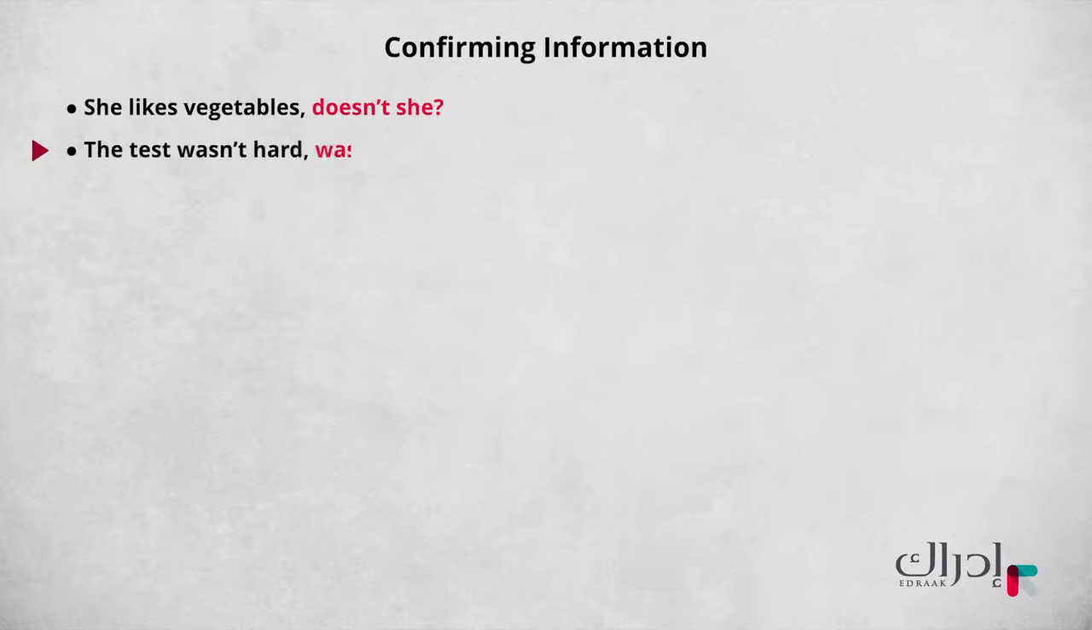Now let's have a look at these examples. She likes vegetables, doesn't she? The test wasn't hard, was it? In the first example, there's an affirmative sentence. She likes vegetables, followed by a negative question tag, doesn't she? In the second example, there's a negative sentence. The test wasn't hard, followed by an affirmative question tag, was it?